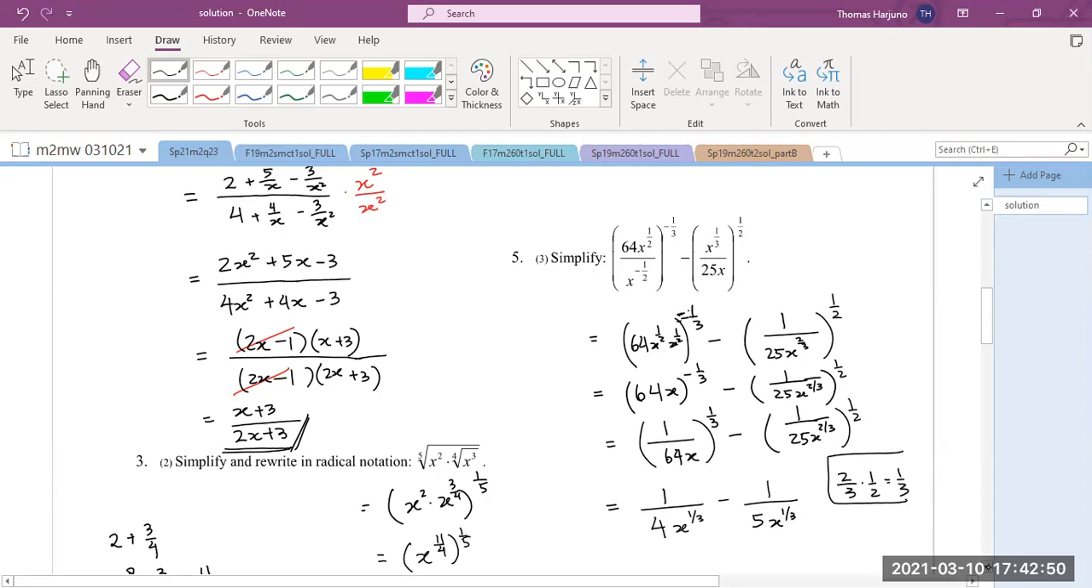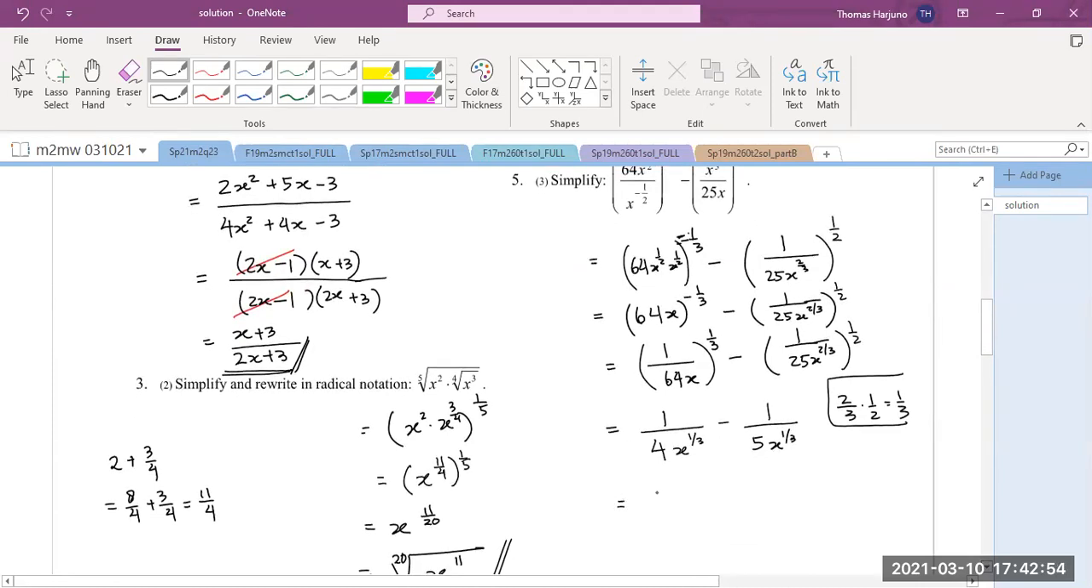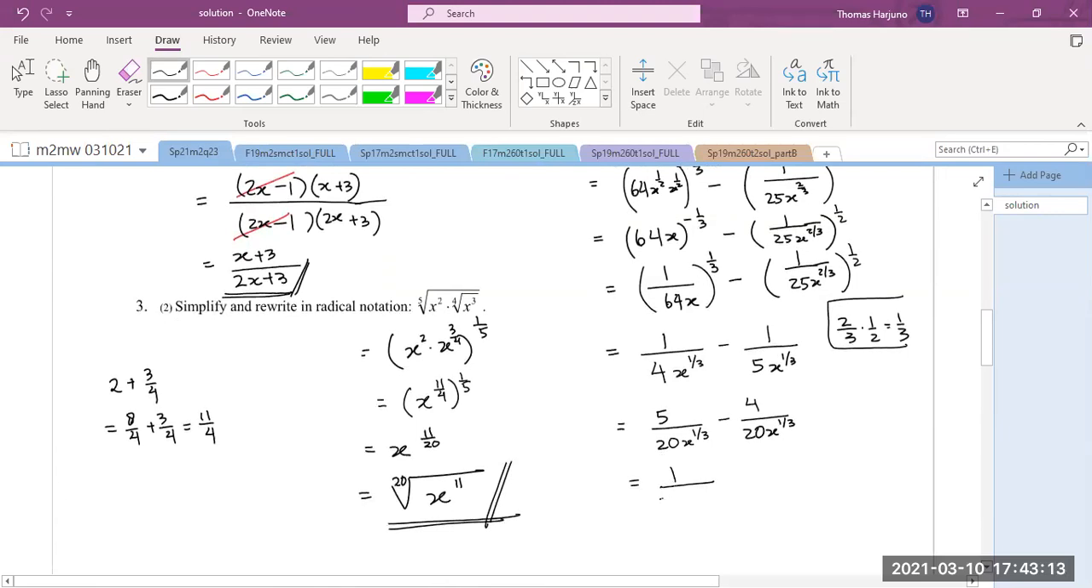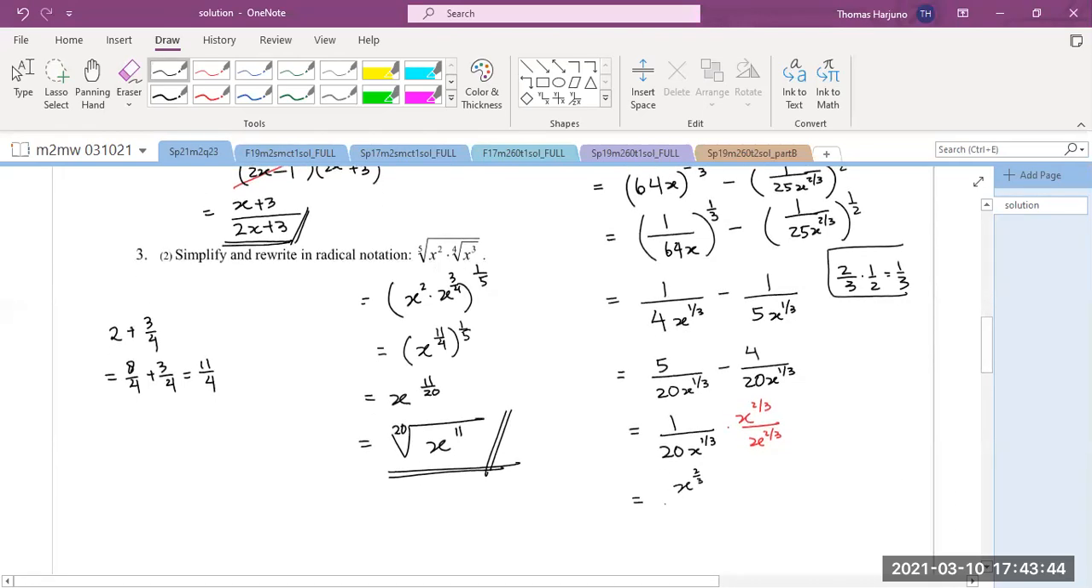Now I need to do LCD. The LCD is 20 x to the 1 third. So that's 5 over 20 x to the 1 third minus 4 over 20x to the 1 third. That is 1 over 20x to the 1 third. But that's basically a cube root at the bottom. I will multiply the top and the bottom by x to the 2 thirds. Okay, so the final answer will be x to the 2 thirds over 20x.